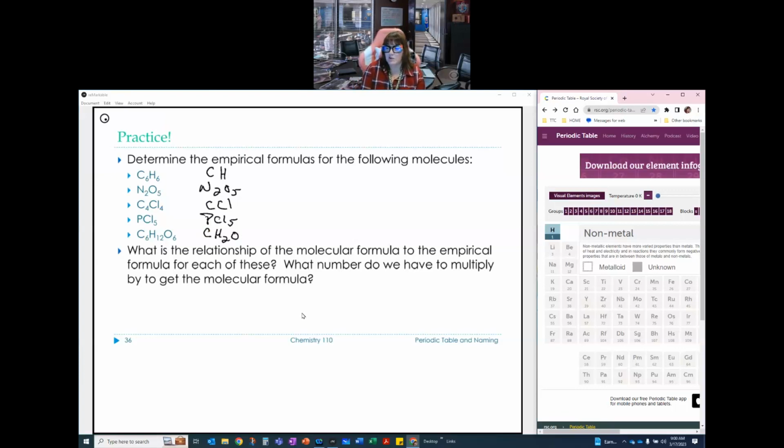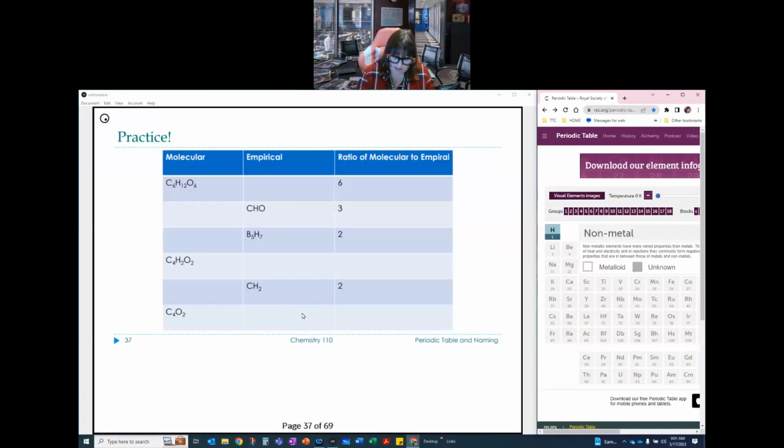Okay, so that's one of these things. We may ask you what's the empirical formula for this particular molecular formula. Now, what's the relationship of the molecular formula to the empirical formula for each of these? By what number do we have to multiply these to get the molecular formula? This is one of the other things that we can ask you about.